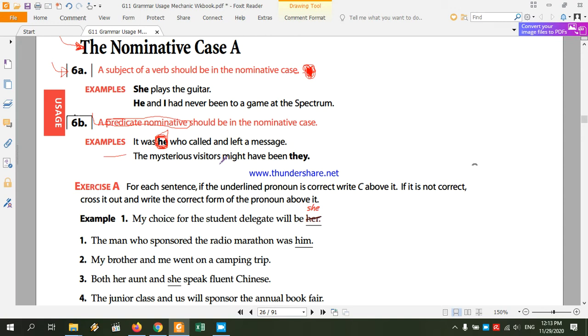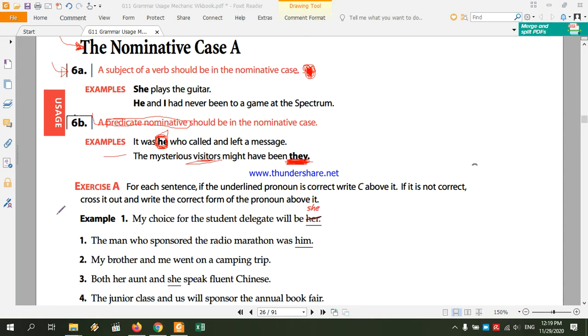Also, the mysterious visitors might have been they. We should say they, not them, because this is the complement, or the predicate nominative, and it should be in the nominative case. So we should use a nominative pronoun. We should not use an objective pronoun such as them.